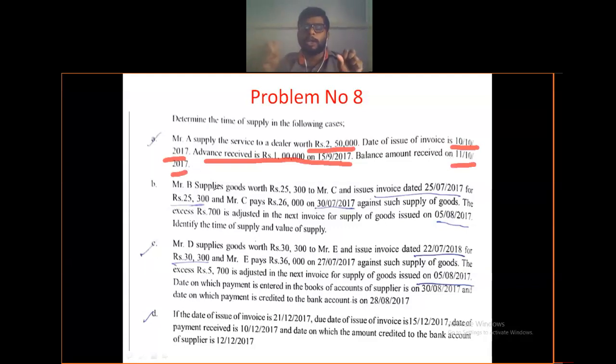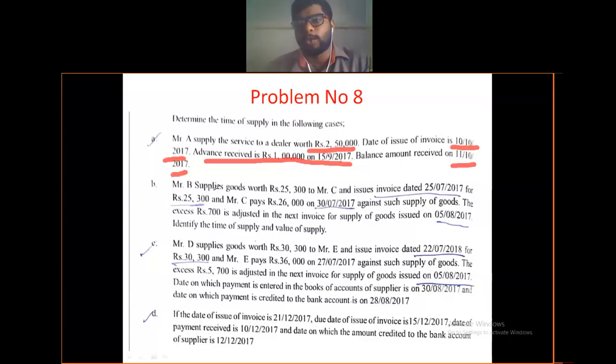Now what you have to calculate? You have to calculate time of supply in the first case. See, total supply of service amount is 2,50,000. Date of issue of invoice is 10th October. But in that 2,50,000, only 1 lakh rupees is received on 15/9/2017. Balance amount received on 11/10/2017. Use the same trick. So which is the earliest date here? 15/9/2017. Therefore, time of supply for the advance amount is 15/9/2017.